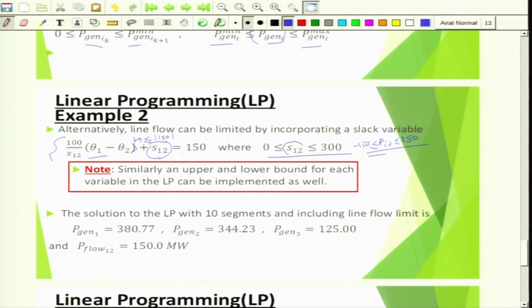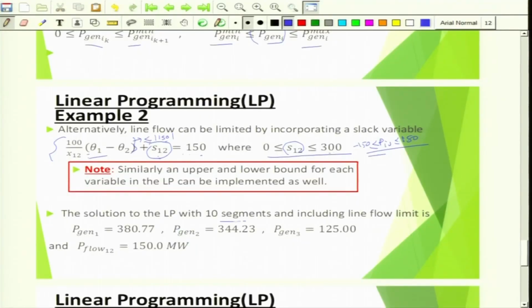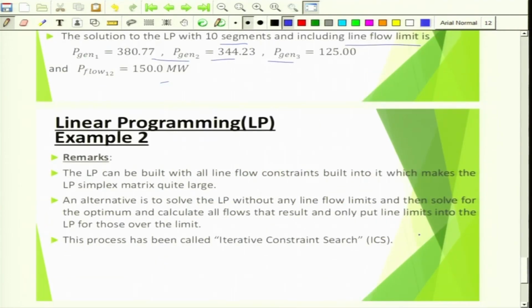If you put S12 as 0, then you will get the maximum threshold, which is 150. If you keep the maximum value of this slack variable, which is 300, then you would get the line constraint equal to minus 150. So the overall line constraint will be within the range of minus 150 to plus 150. Now if you solve the linear program with 10 segments and including line flow limits, you will get these results. What is the conclusion?